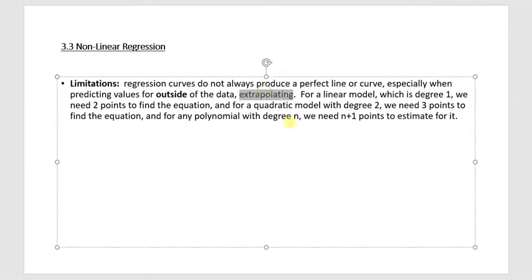So when we're extrapolating, it's very difficult. For a linear model, just a reminder, which is degree one, we need 2 points to find the equation. We know that from y equals mx plus b back in grade 9. For a quadratic model with degree 2, we need 3 points to find the equation. So for any polynomial with degree n, we need n plus 1 points to estimate it.